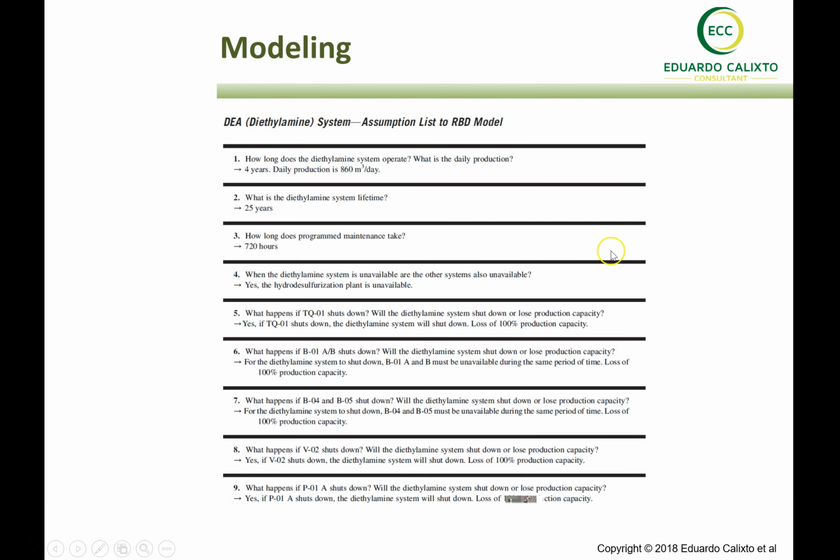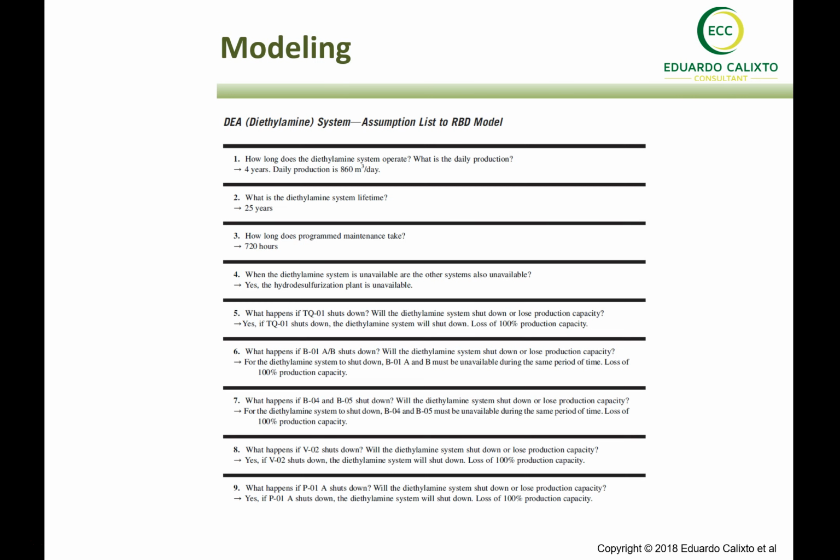And whenever there is some issue or discussion, you look at your assumption list that was discussed with the designer engineer. Okay. Another type of question: what is the system lifetime? How long does the programmed maintenance or overhaul take, and at which frequency does it occur? It's a very usual question for petrochemical and refinery plants that operate for a specific period of time, for example 3 years, and after that have a shutdown to carry out programmed maintenance.